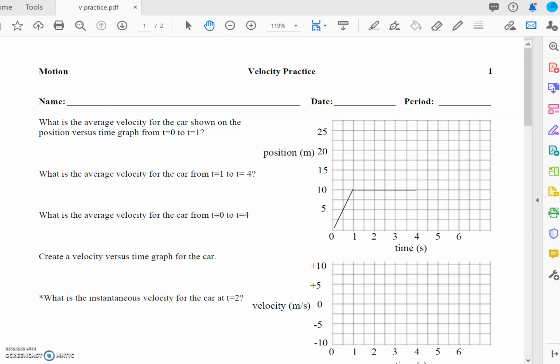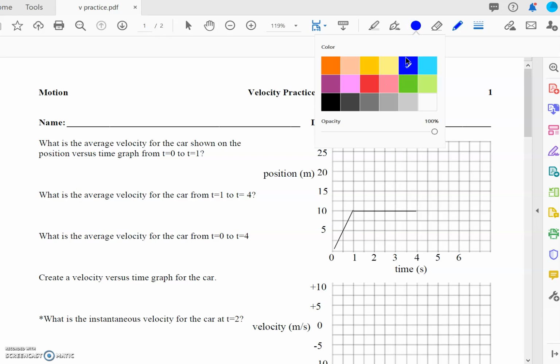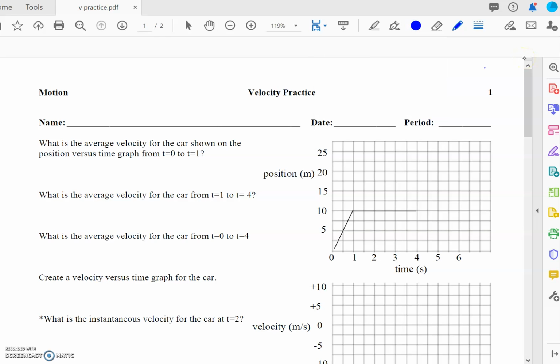Okay guys, today we're going to do some of these velocity practice problems. We're still working on putting together information from a position time graph as well as pulling in the equation for velocity from your reference table, which is velocity equals change in position over change in time. So let's start with this first question.